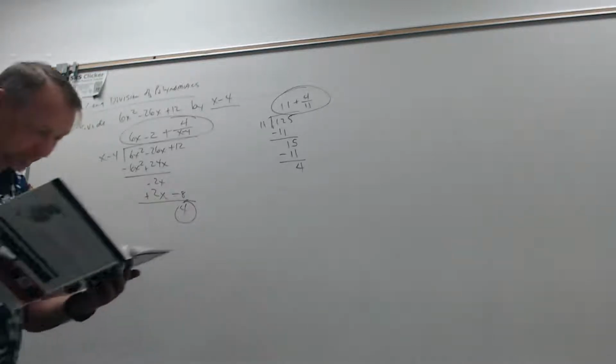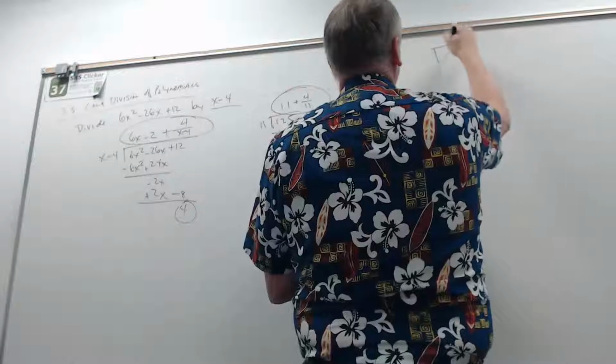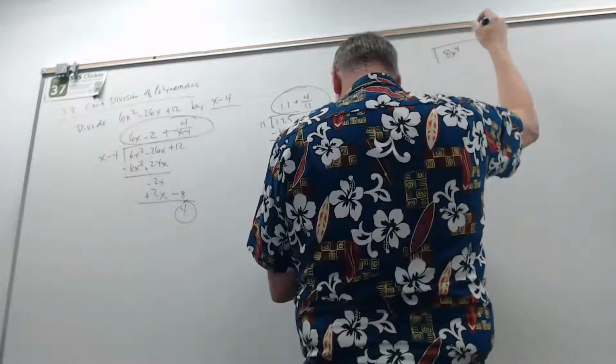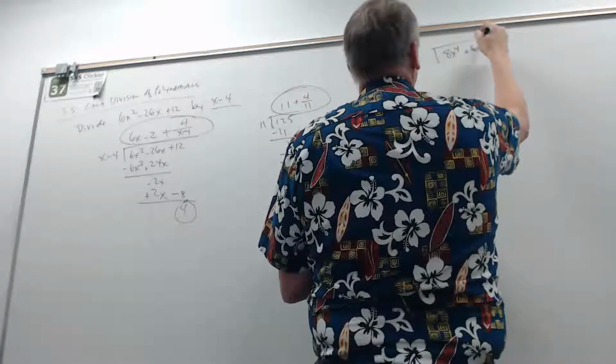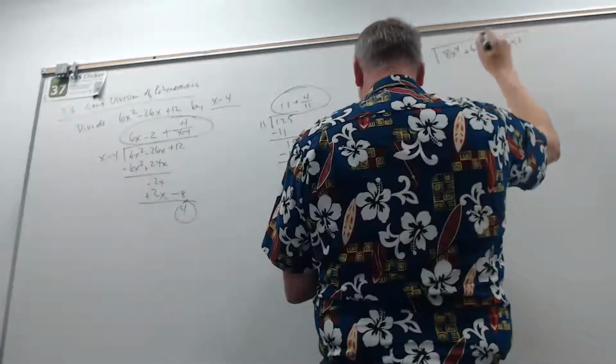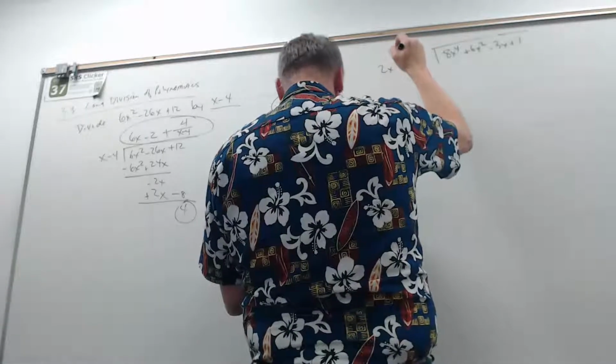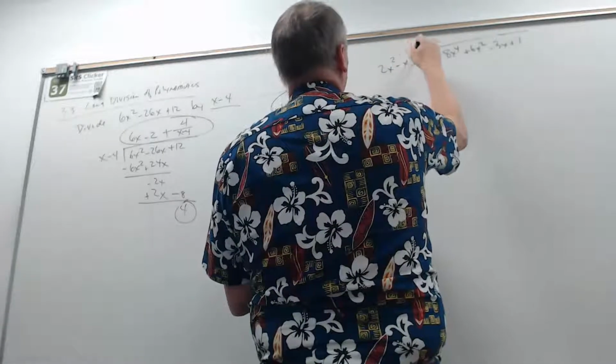Anyway, so here we go. Let's do another one. Here's what I want you to do. I want you to take 8x to the 4th plus 6x squared minus 3x plus 1, and I want you to divide that by 2x squared minus x plus 2.